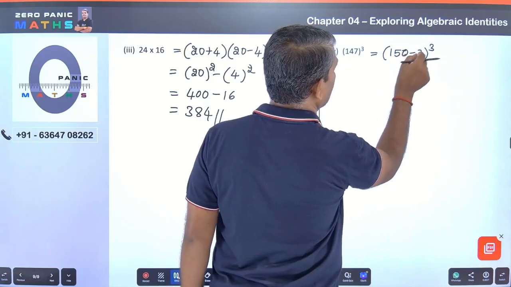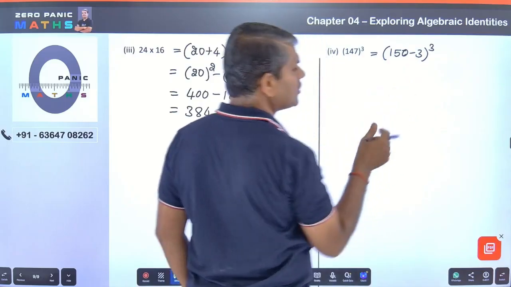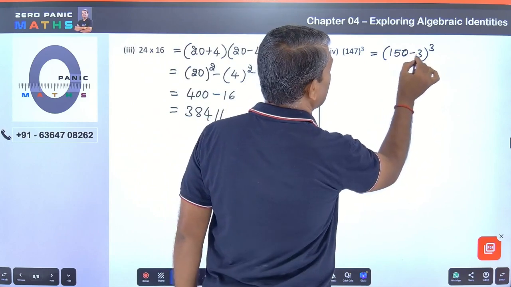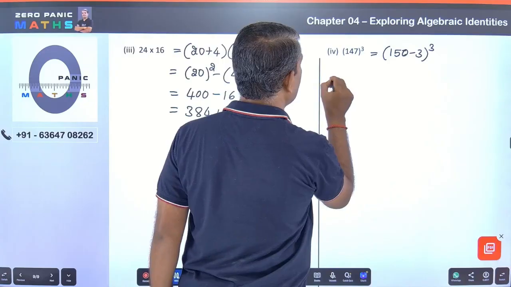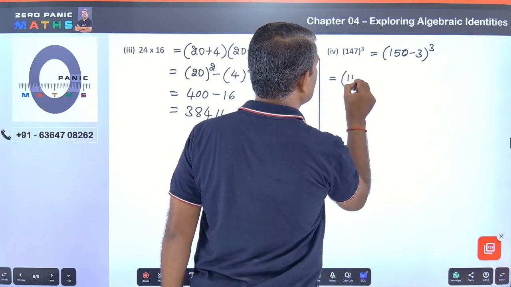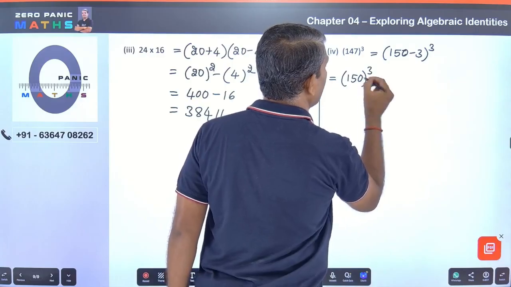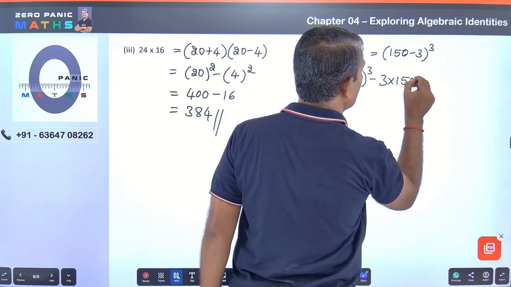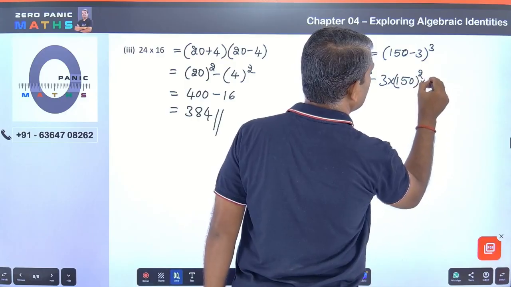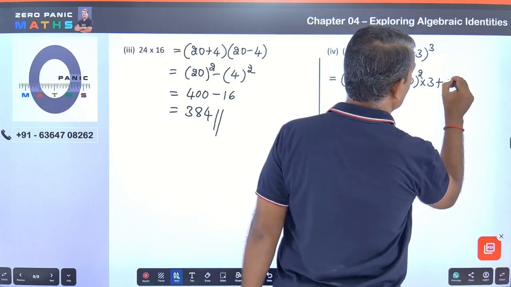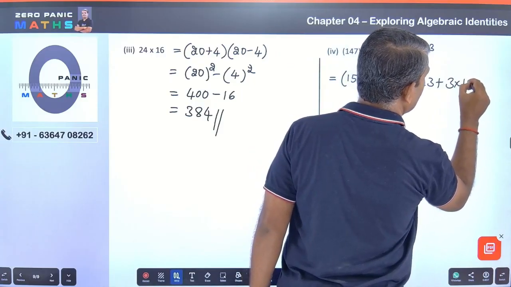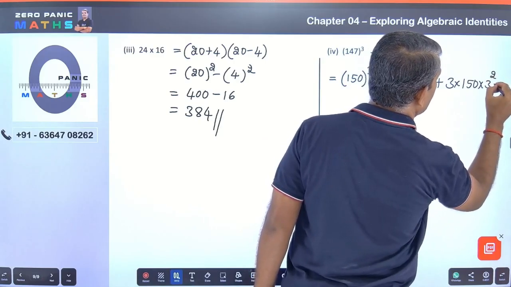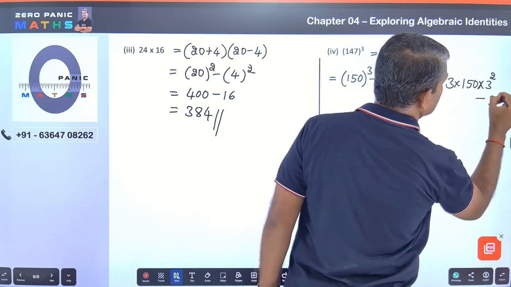It is now looking like (a minus b) whole cube. 150, since it looks like a nearby multiple of 10, I have written it as 150. It is (a minus b) whole cube, and you know the formula for (a minus b) whole cube. It is a cube minus 3a square b, where a is 150 here, so 150 square, and b is 3, plus 3ab square, a is 150 and b is 3, so 3ab square, minus b cube, that is 3 cube.